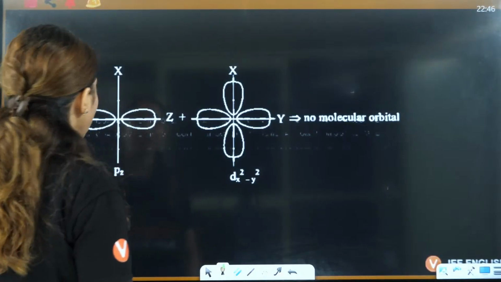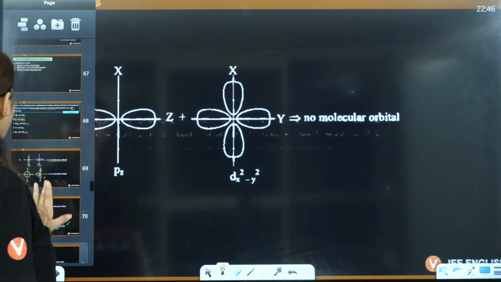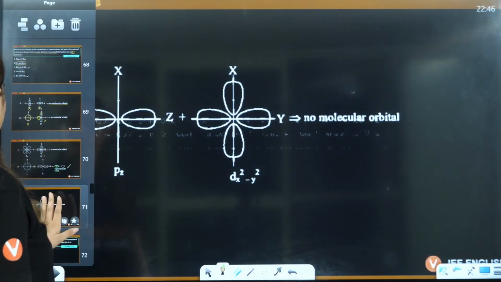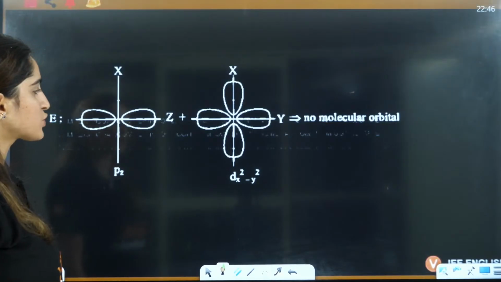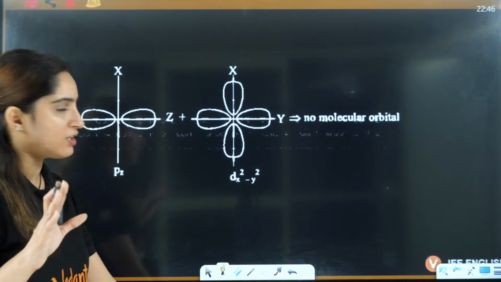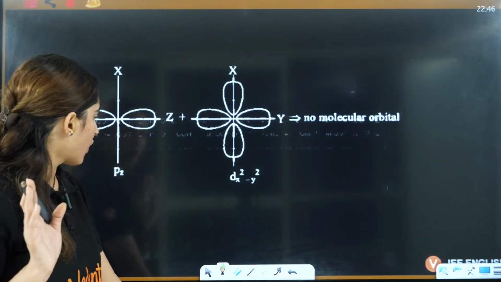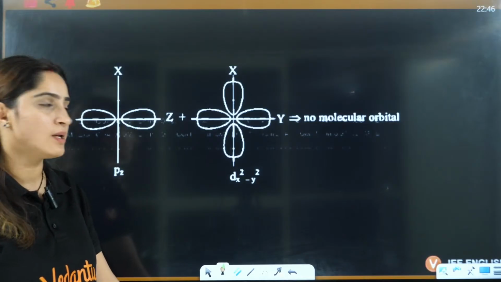Okay? In E, let's see what kind of orbitals you have. 2pz and 3d x square minus y square. See, this is 2pz and this is dx square minus y square. First thing is the energy is not similar here. 2p and 3d energy is not similar.